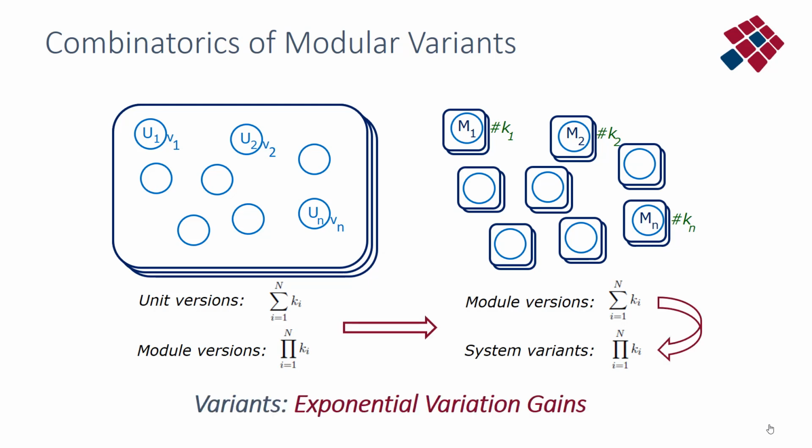So what you basically have is an exponential variation gain, because you only have to create and maintain the sum of the various versions and variants, and possibly you can have the product of all the versions and variants as possible systems, as possible actual artifacts that you couldn't have in the first case. Of course, provided that you have a hierarchical aggregation system.